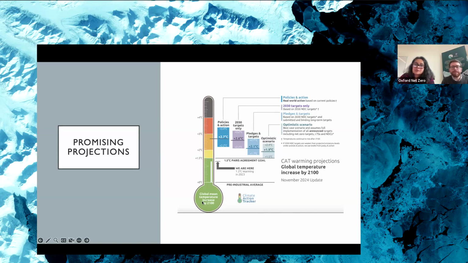If only 2030 targets are implemented, the temperature increase is predicted to be about 2.6 degrees centigrade. So a lot rides on the long-term pledges that states have made in relation to net zero and to achieving those in order to get down to the more manageable 1.9 degrees centigrade.